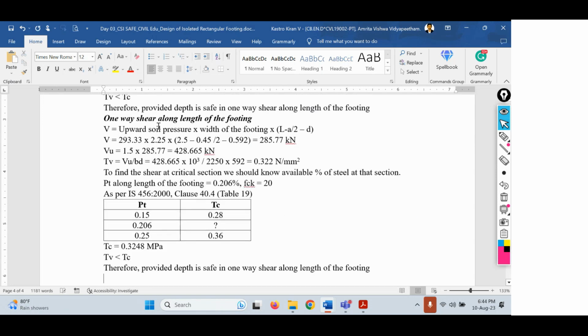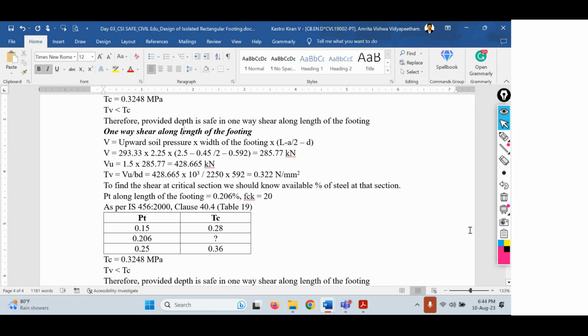Right. So, one-way shear along the width of the footing. The width of the footing is B. The formula remains the same: V equals the upward soil pressure into the length of the footing. Here it's not width, it should be length, into, instead of L minus A, here we should get B minus b, that is the width consideration, B minus b by 2 minus d. So when you solve this, you're going to get the value as 306 kilonewtons.